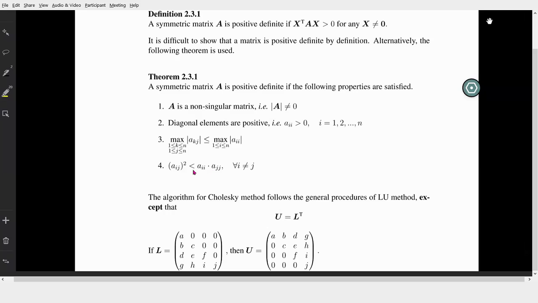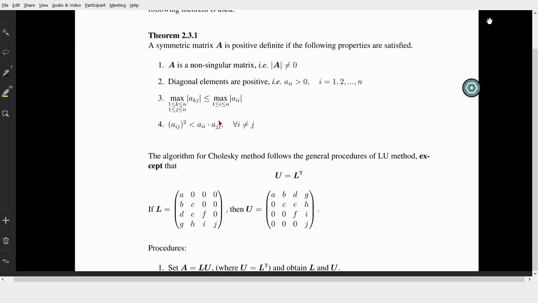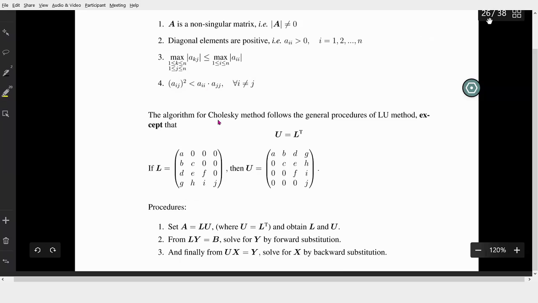If you do not satisfy this condition, it means you don't have an SPD matrix. In order to say that your matrix A is an SPD matrix, it needs to satisfy all of these 4 criteria. If one of the criteria is not fulfilled, you can straight away conclude A is not an SPD. It must satisfy all 4. Once you have confirmed that A is an SPD matrix, you can proceed with the Cholesky method.